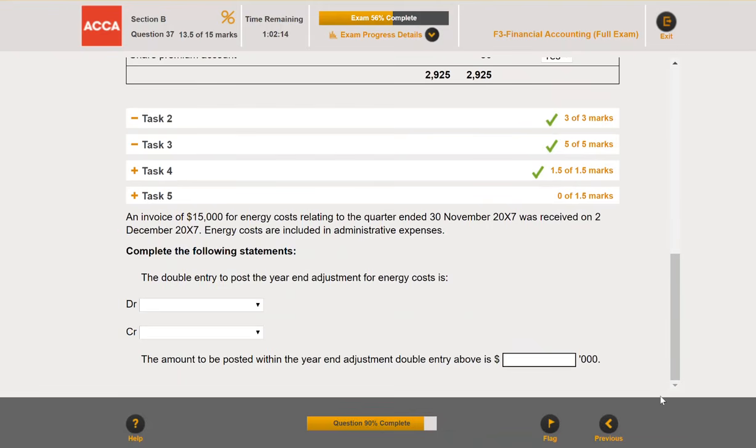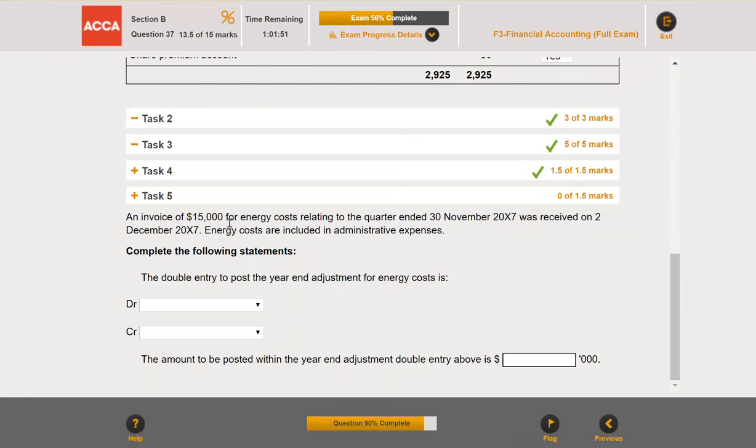Complete the following statements. Double entry to post to year-end adjustment for energy cost is... an invoice of 15,000 for energy costs relating to the quarter ended 30th November was received on 2nd December 2017. Energy costs are included in administrative expenses.